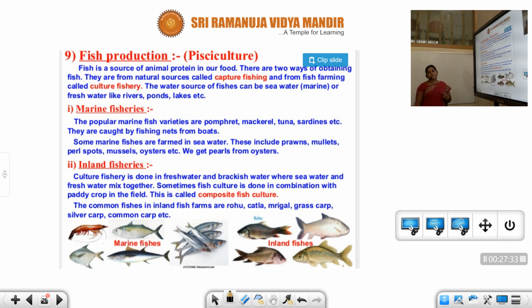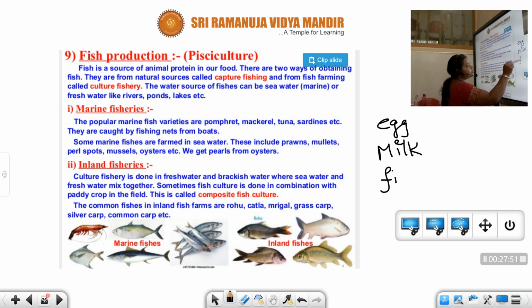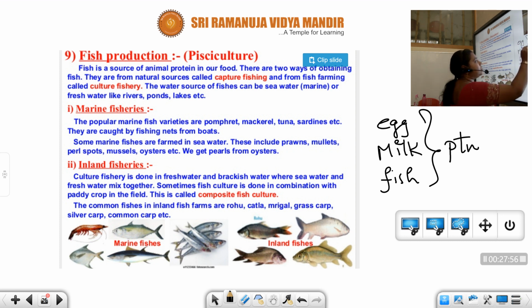Next, fish production. Fish culture is nothing but pisciculture, right? Fish is a source of animal protein in our food. See students, egg, milk and fish, these are good sources of protein, children. Fish is the source of animal protein in our food. There are two ways of obtaining it: first is capturing the fishes, and the second is culturing the fishes.